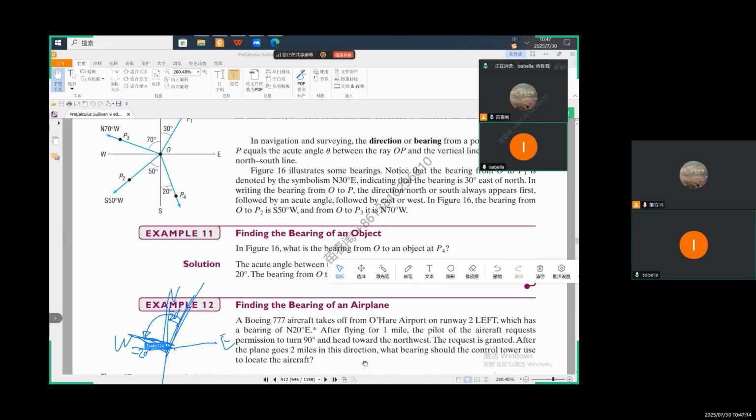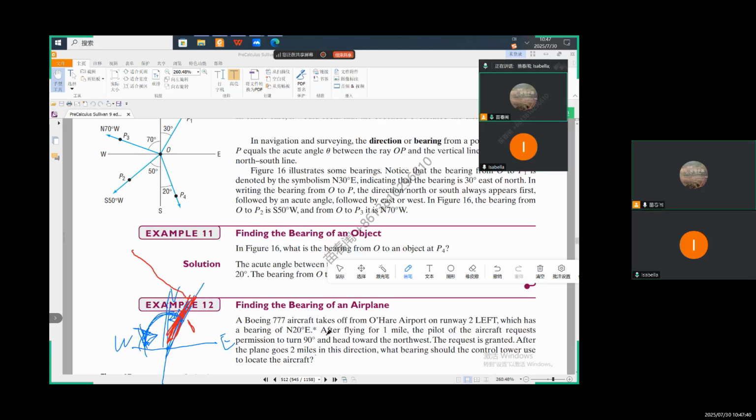So they go 1 mile, after flying 1 mile, right? So you go for 1 mile this way, and then you turn 90 degrees and head toward northwest, right? What do you mean? I thought it meant turn 90 degrees to here. Am I mistaken?